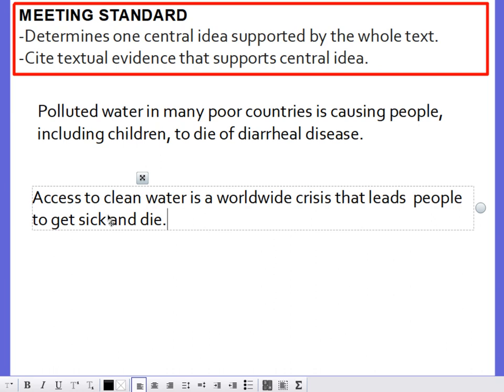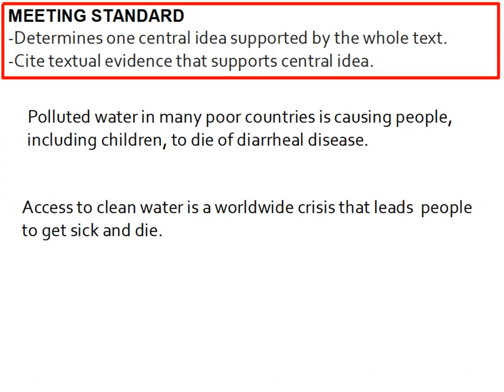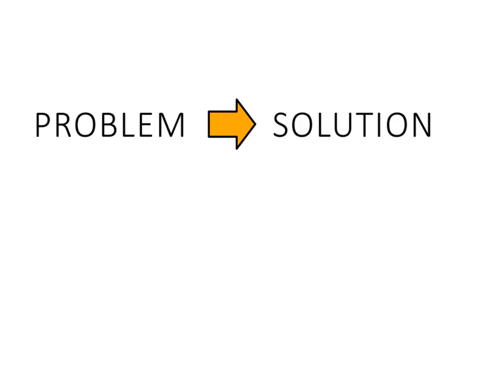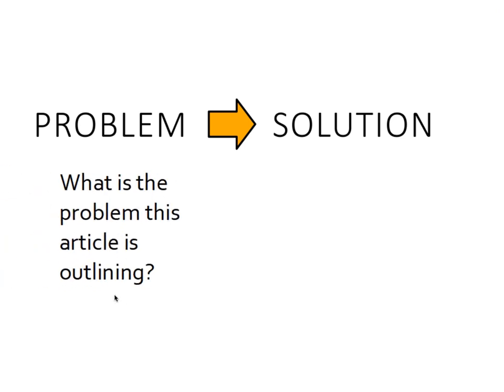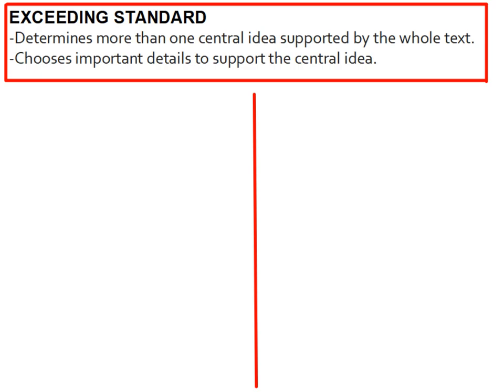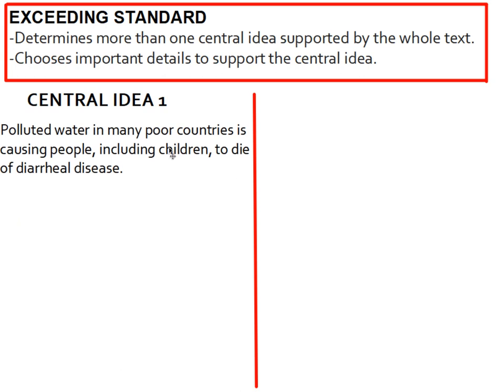When you're getting an exceeding standard, you're really thinking deeply about the text. So you're thinking about what the article looks like. In this case, this article is a problem-solution. The problem is, what is the problem this article is outlining? So your first central idea should deal with this. Central idea 1 should deal with the problem. Polluted water in many countries is causing people, including children, to die of diarrheal disease.